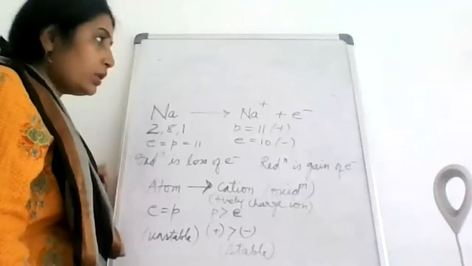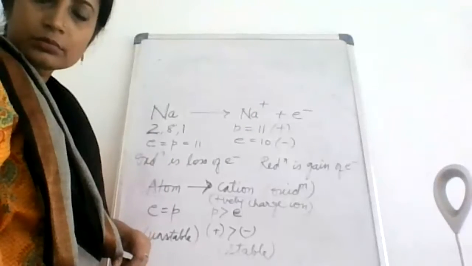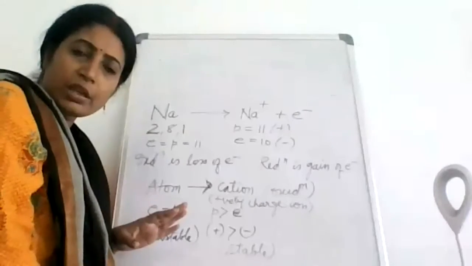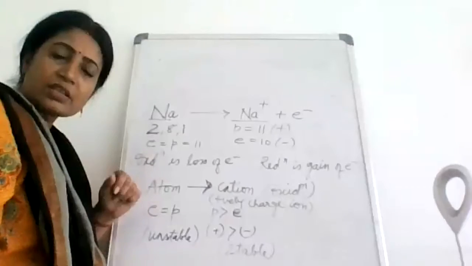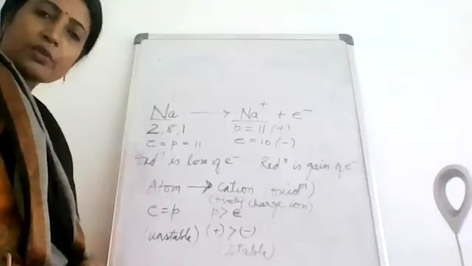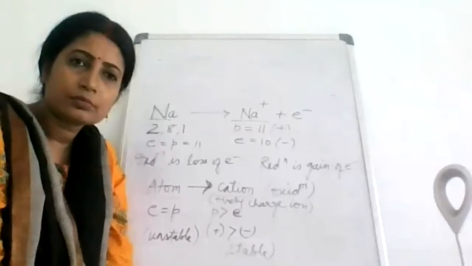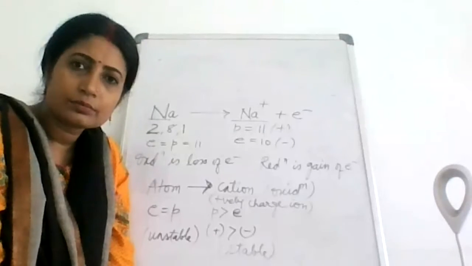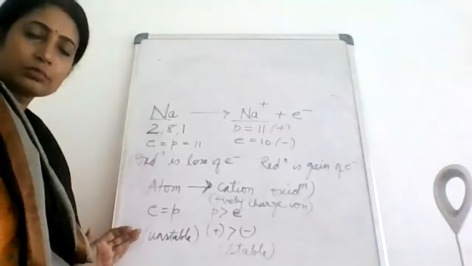ये क्या बना? पॉजिटिव बना. कैसे पॉजिटिव बना? By losing electron. So whenever an atom forms a cation, which process takes place? Oxidation. Oxidation process. Is this point clear to one and all? Raise your hand if it is clear. So this was the example of oxidation.